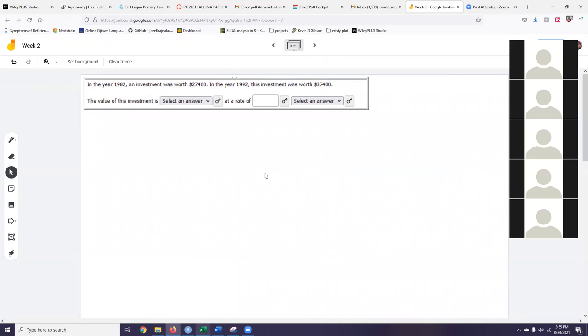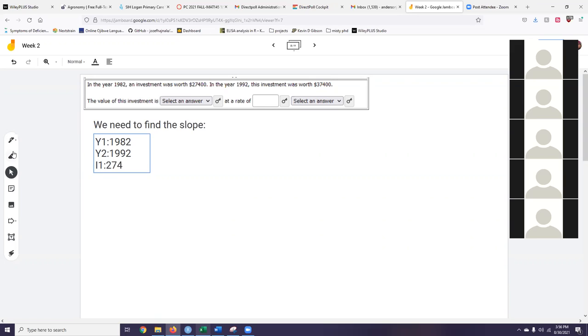Okay. This is the basic math behind it. It's a formula, so we're going to figure this out. They want to know the rate at which things are increasing, which is a slope. So we need to find the slope. We're going to do year one, which is our initial year of 1982, year two, which is our final year, 1992.